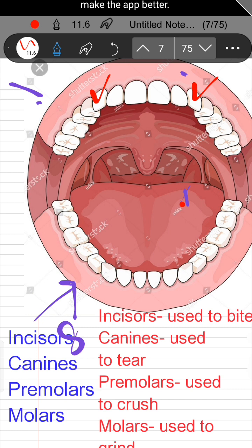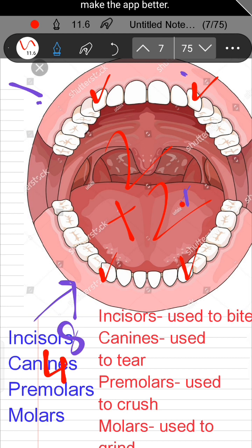So how many canines are there in the upper jaw? 2. And in the lower jaw, this one and this one, another 2 canines are present. So 2 plus 2, 4 canines we have in our entire mouth.